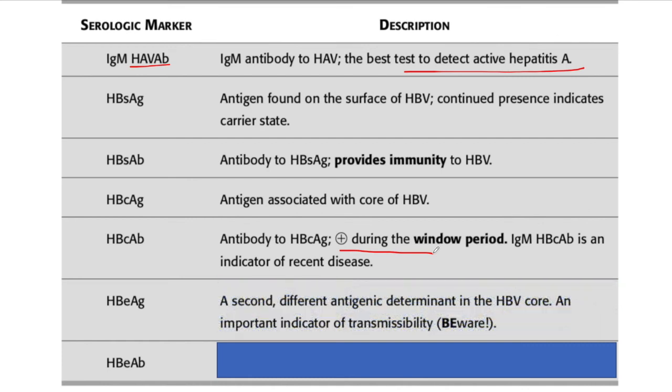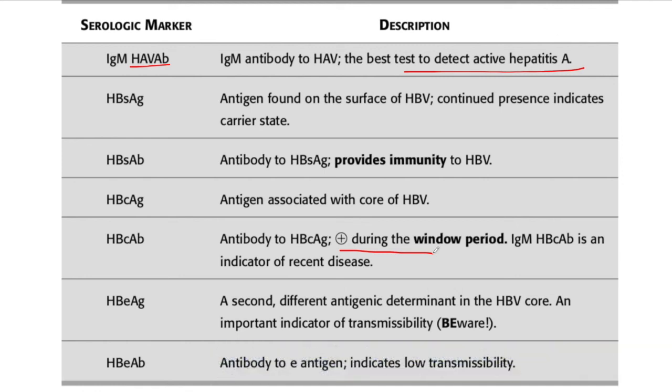HBe antigen. This is an important one for Step 2 as well, knowing that HBe antigen is an indicator of transmissibility. Our patient is infectious if they have this antigen around. Okay, and the antibody to that antigen means low transmissibility. Alrighty. So again, I know this is really Step 1 level stuff, but you got to know this stuff too. Okay, and that's sort of all she wrote for hepatitis.